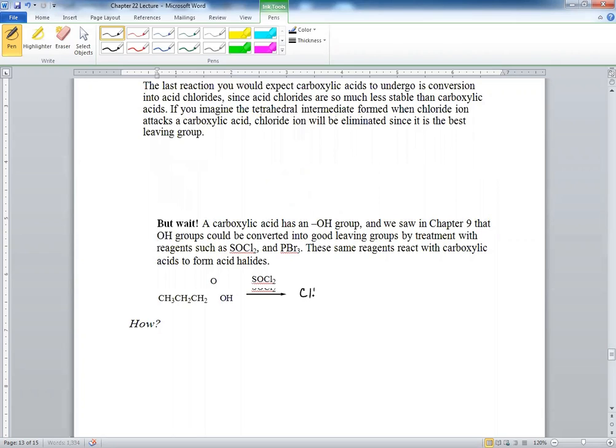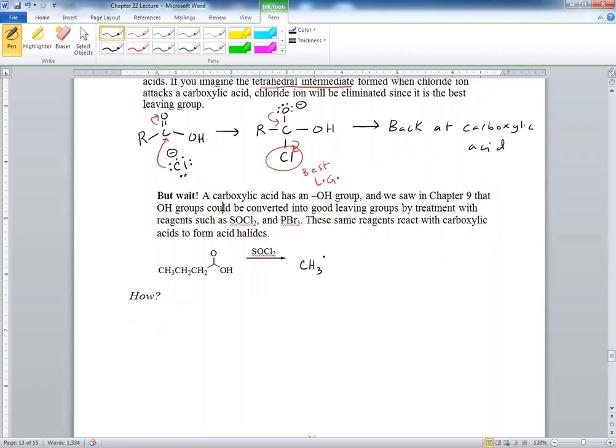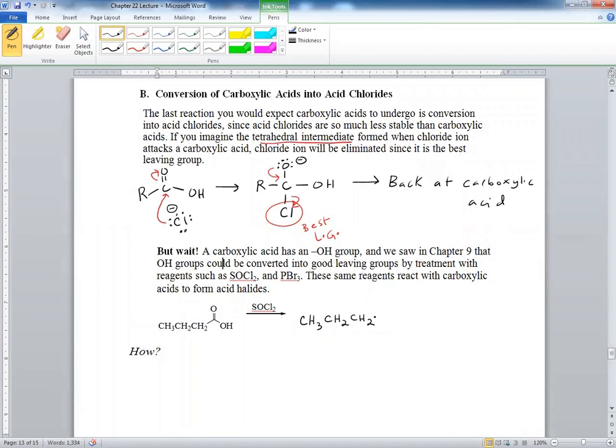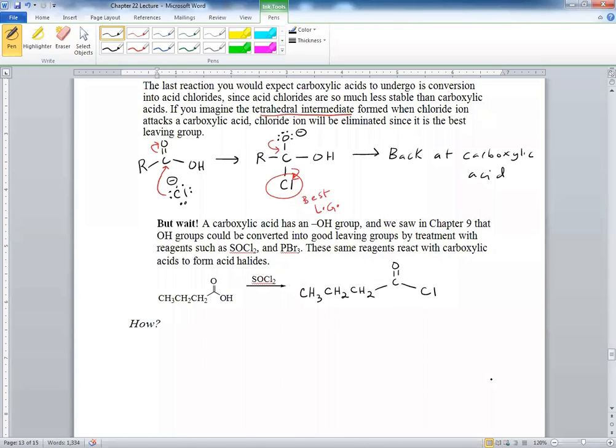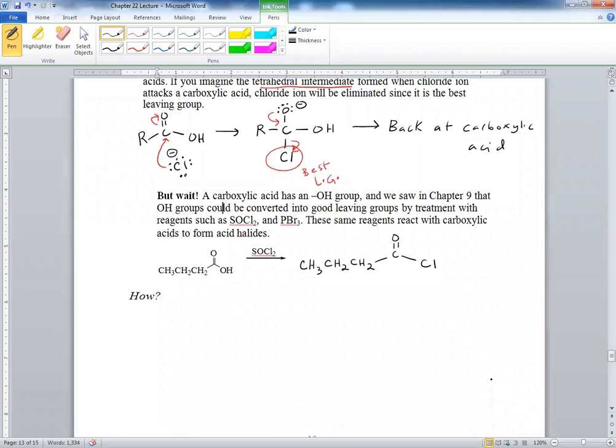So if we react the carboxylic acid with SOCl2, we can easily replace the OH with Cl. And how does that happen? Well, we have to look at the mechanism.